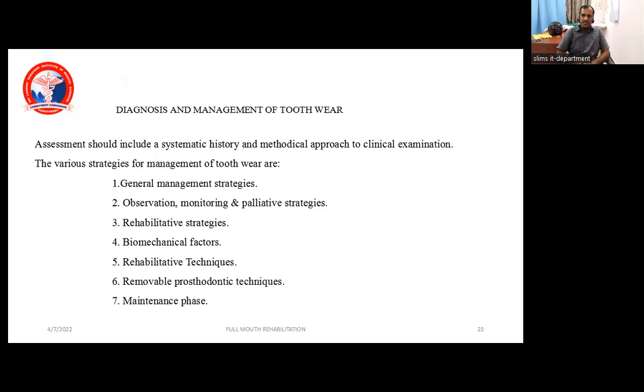And if the patient has a long-term chronic condition, then there is something called a maintenance phase. Even after rehabilitating or replacing the missing part, if the patient continues with bruxism or night grinding, then subsequently the end result will be damage to the restored parts. So the maintenance phase is very, very critical for the clinicians.